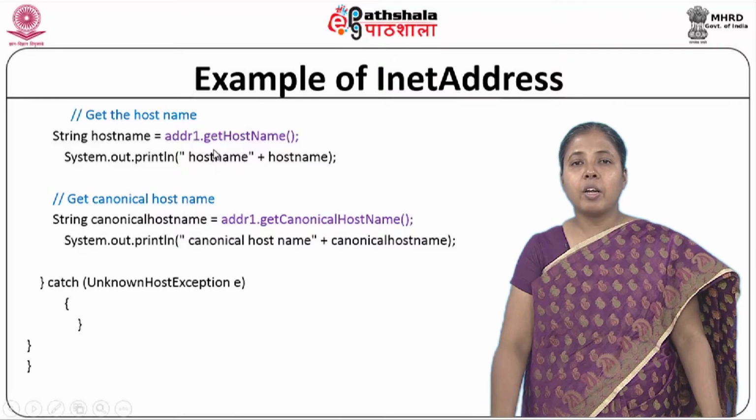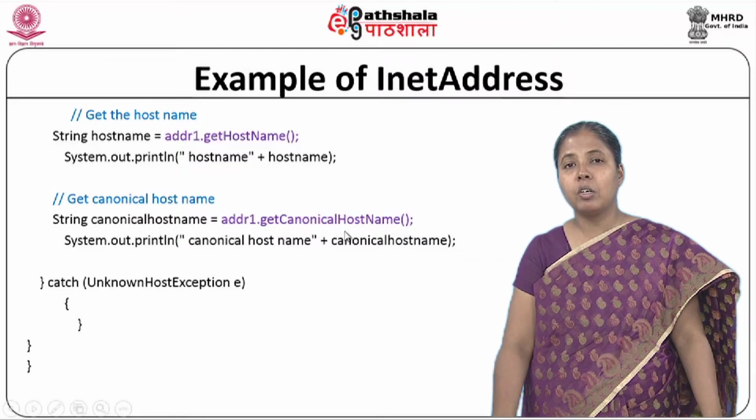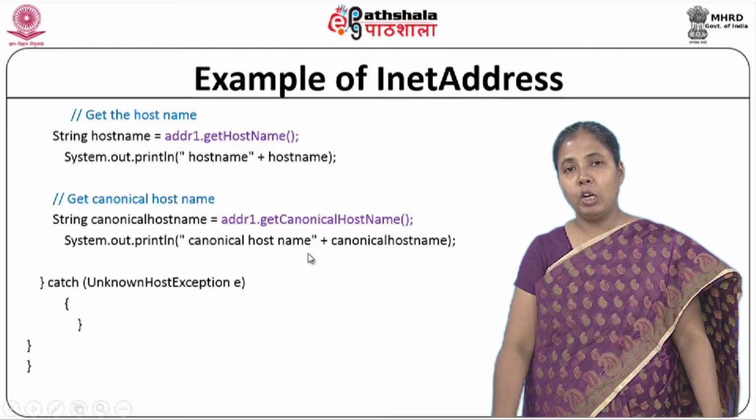This method gets the host name and then it prints it, and then the next one would print the local host name, and getCanonicalHostName would print the fully qualified domain name. getHostName would print only the host name, the IP address, and getCanonicalHostName would give the fully qualified domain name if it is available.